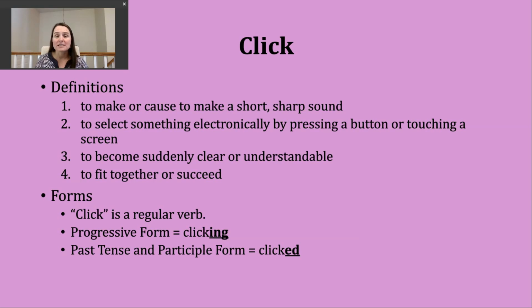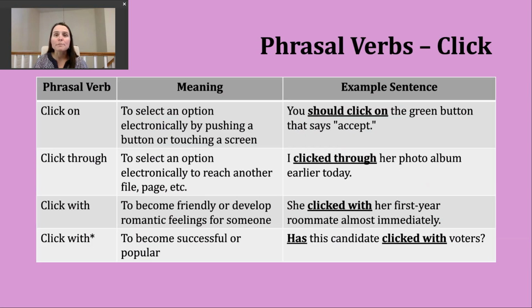You should know the verb click is a regular verb. To make the progressive tense, all you need to do is add ing to form clicking. The past tense and participle forms of this verb can be made by adding ed. Our base verb, click, ends in an unvoiced K sound. So our past tense ending is going to make a T sound. It should sound like this. Clicked, clicked. Okay.